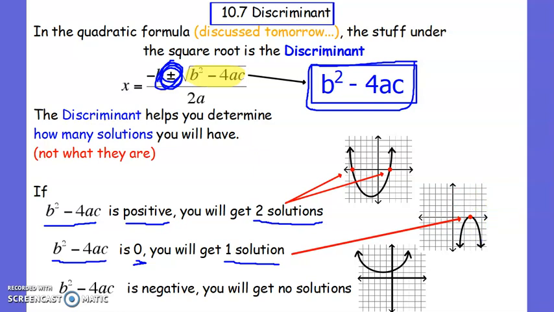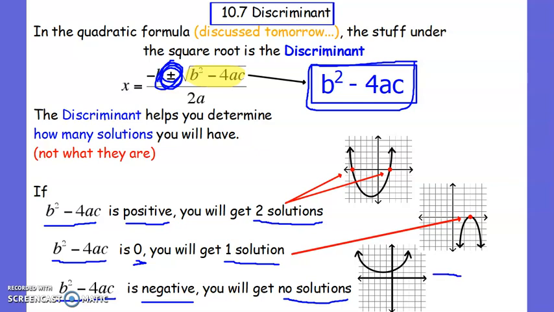Now finally, and the big part to this, if the discriminant, b squared minus 4ac, comes out to a negative number, then you're going to get no solutions, or basically no x-intercepts. Taking a good look at that graph right over here, notice we never cross the x-axis.